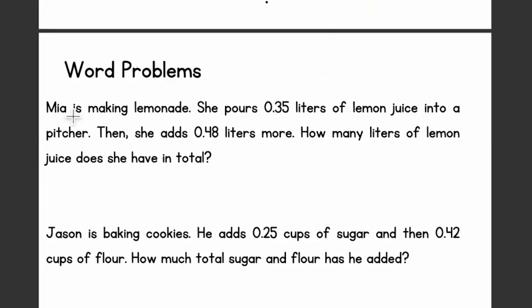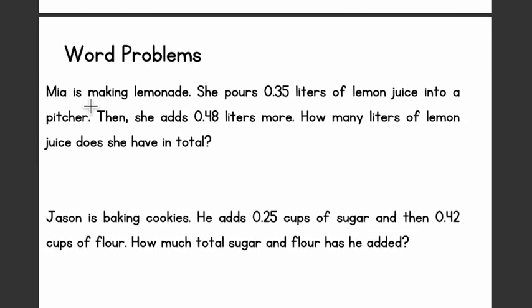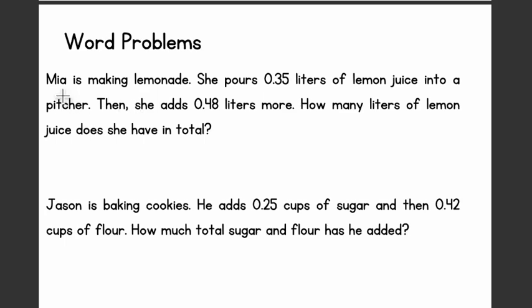Now we have the word problems. Number 1, Mia is making lemonade. She pours 0.35 liters of lemon juice into a pitcher. Then she adds 0.48 liters more. How many liters of lemon juice does she have in total? So it looks like we're adding 0.35 and 0.48. Now this works the same way as regular addition. You just have to make sure that the tenths and hundredths are lined up.